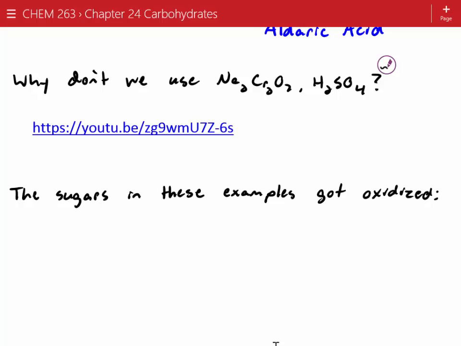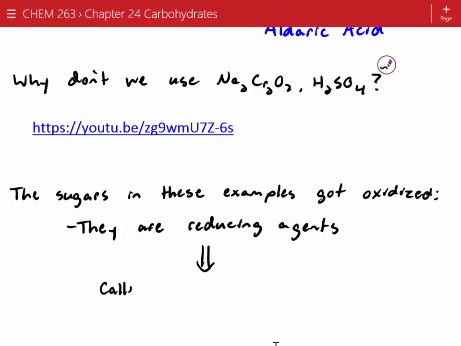Chem 110 question. In this case, if they're getting oxidized, are they the oxidizing agent or the reducing agent? They're reducing agents. Therefore, they are called reducing sugars.